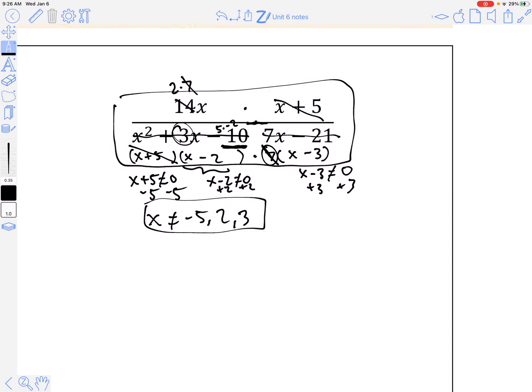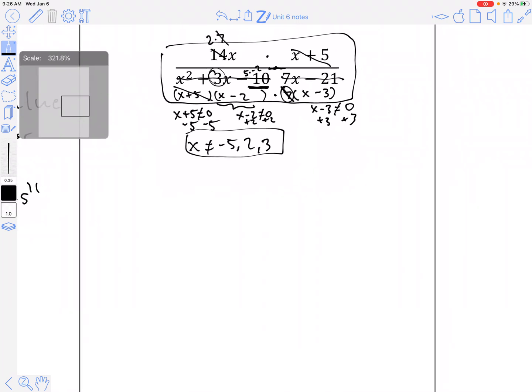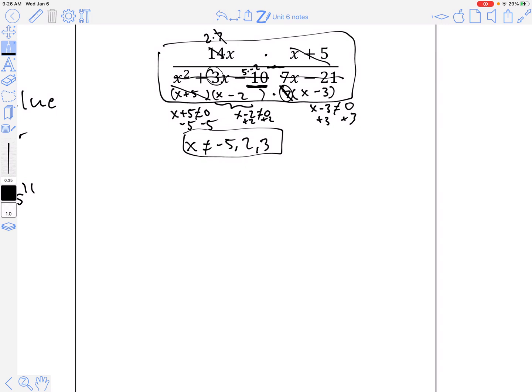And if this is not neat for you, I could have rewritten it, and I'll do that on a practice problem if this isn't neat. But those are all the matches. So now as we look at the numerator, I'm left with a 2, an x, and nothing else. So I have a 2 and an x there. And then in my denominator, I still have this x minus 2 and this x minus 3.